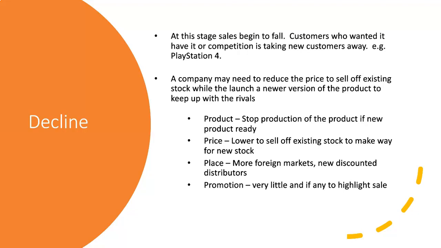Now, the product. Stop production of the product if the new product is ready. The price. Lower to sell off its existing stock to make way for new stock. Place. More foreign markets. New discounted distributors. And then the promotion. Very little, if any, to highlight the increased, better sales. So that is how to manage decline.